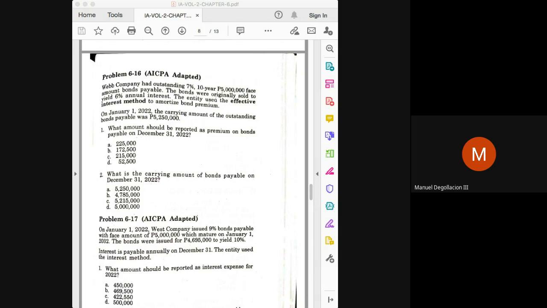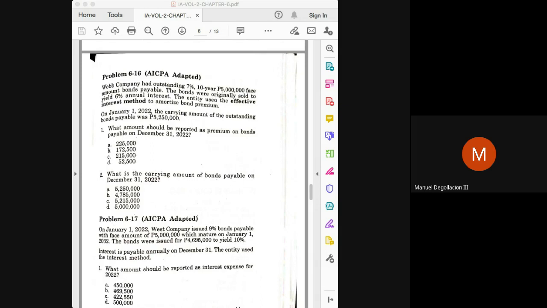Now let's answer these same questions using the same problem, but this time let's use the straight line method. Actually, the straight line method is simpler. Under the straight line method, the amortization of the discount or premium would simply be spread out or amortized equally throughout the term of the bond. So you just divide it by the number of years or months in which the bond will be outstanding.